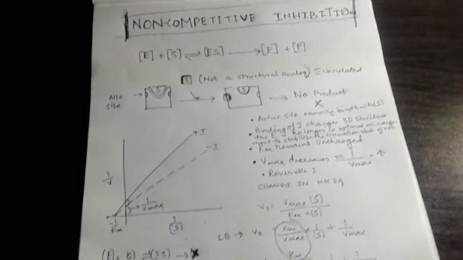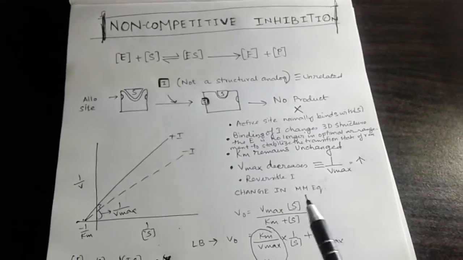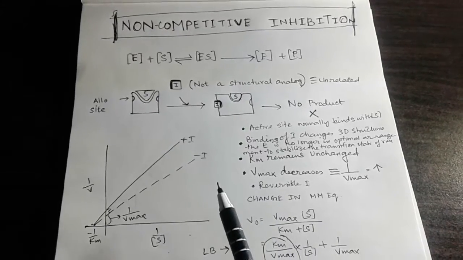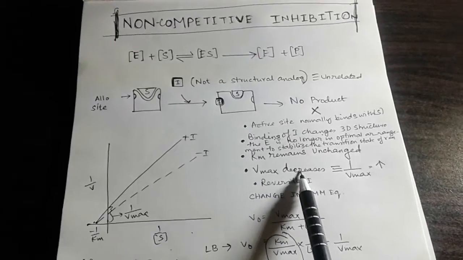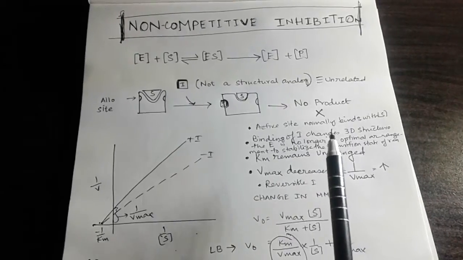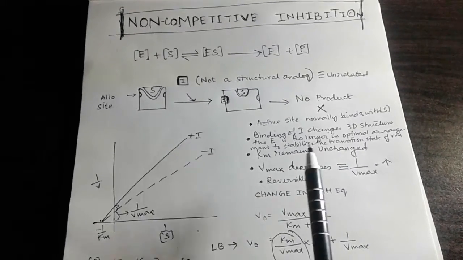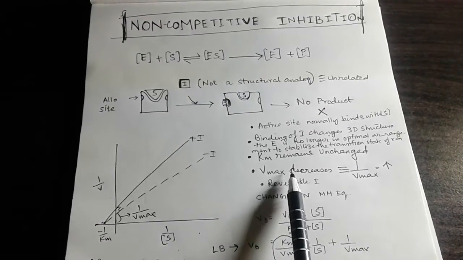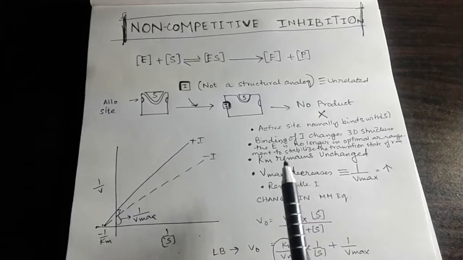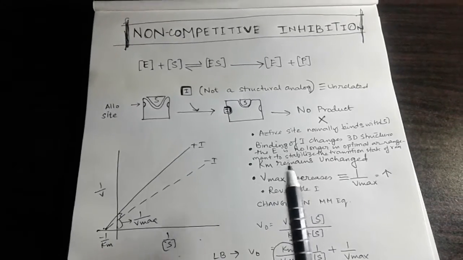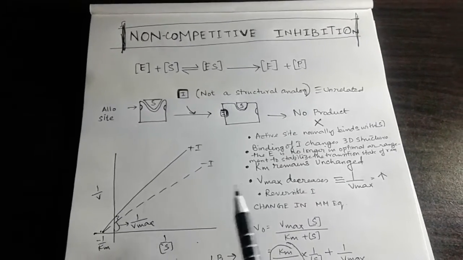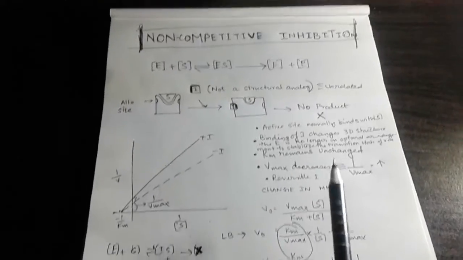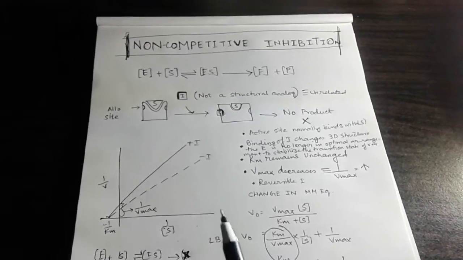Now to summarize this, we can say that the inhibitor is not a structural analog of substrate. The Km remains constant for this, as there is no competition between the inhibitor and the substrate to bind to the active site. The inhibitor binds to the allosite of the enzyme. The Vmax decreases because binding of the inhibitor changes the 3D structure of the enzyme, altering its optimal arrangement to stabilize the transition state. And this kind of inhibition is a reversible inhibition.